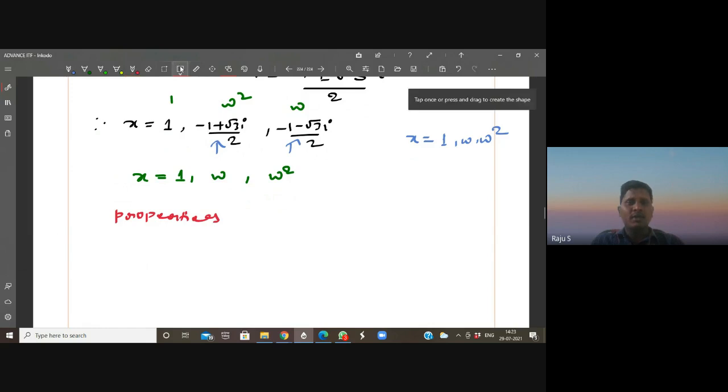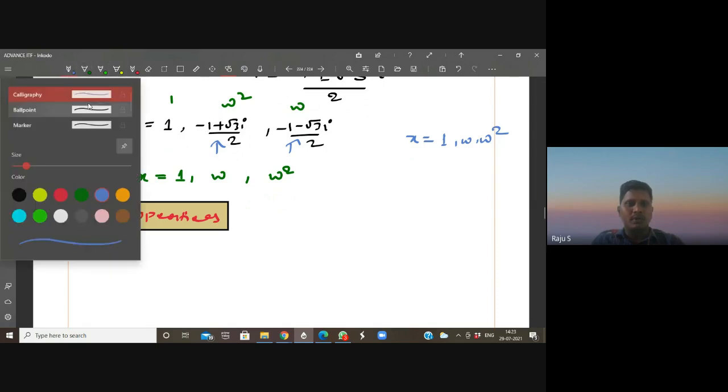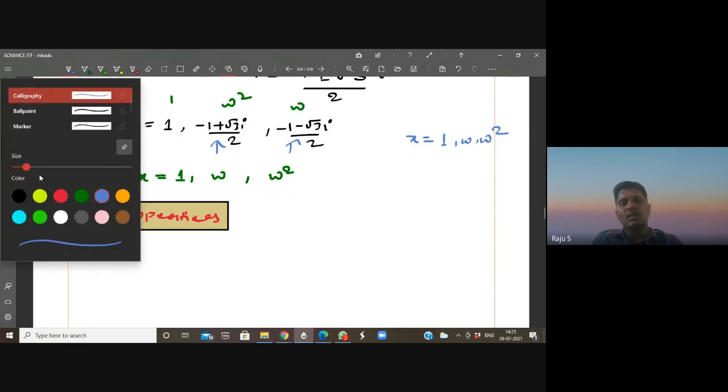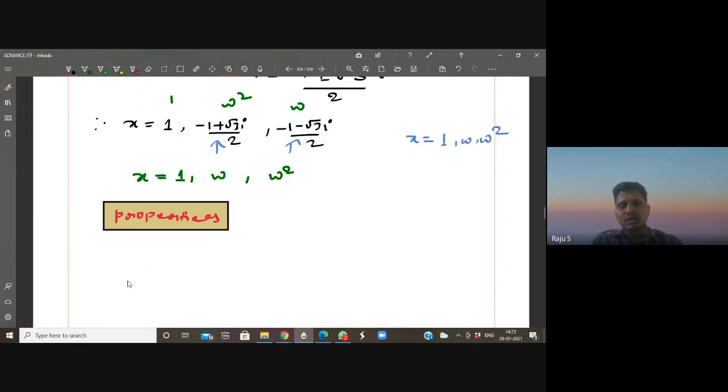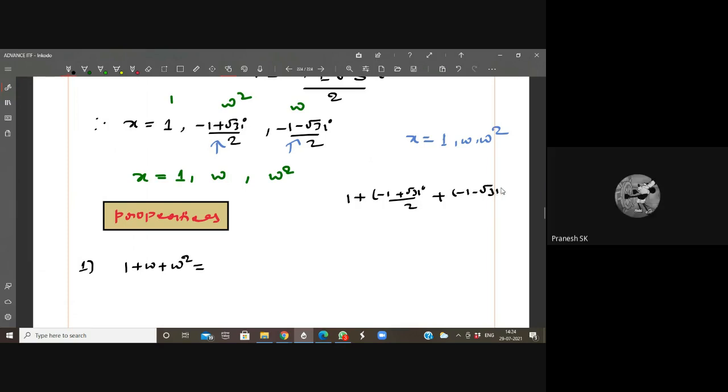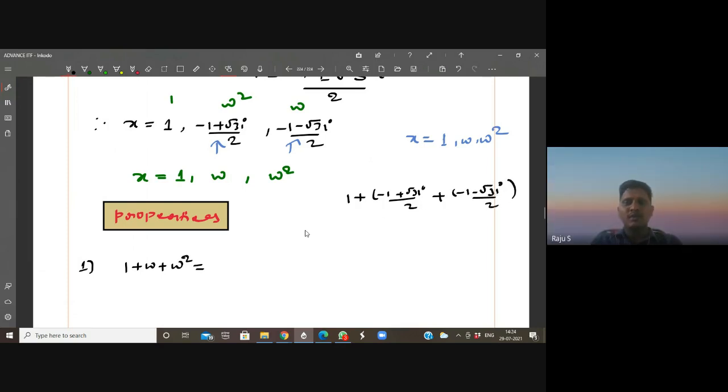Mainly we have 2 properties, students. These 2 properties you must remember. What are the 2 properties that I'm going to write here? One is, when I add these 3 roots, what is the answer of adding all these 3? 1 plus minus 1 plus root 3 i, and so on. Firstly, 0. Yes, when you add, the sum becomes 0.